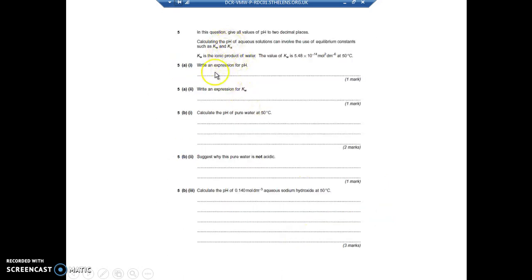Next question. Write an expression for pH. pH is minus log to the base 10 of hydrogen ion concentration. Write an expression for Kw. Kw is H plus concentration multiplied by OH minus ion concentration. Calculate the pH of pure water at 50 degrees C. So pH is minus log to the base 10 of hydrogen ion concentration. So we need to find the hydrogen ion concentration. So let's have a look what we've got.